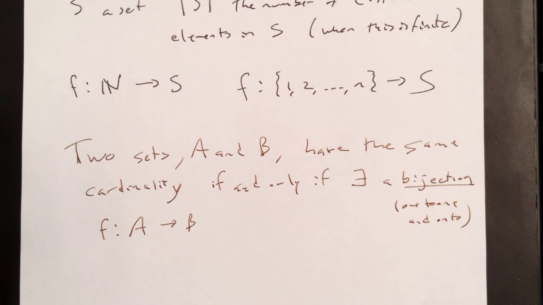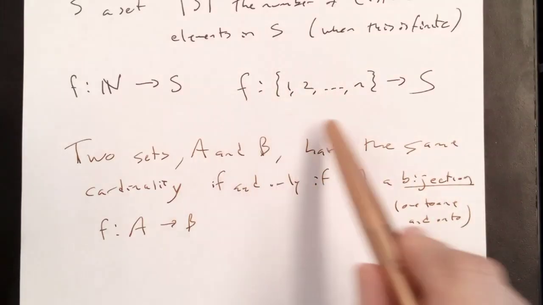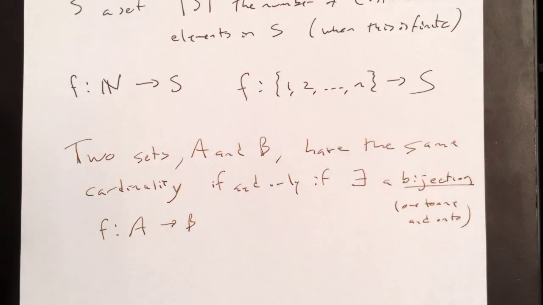From A to B. So not only do I have to be able to say, here's the first element, here's the second element, here's the third element, I have to do that in a 1 to 1 and onto fashion. I have to hit every element in S, and I have to do it uniquely. In this case, I hope that makes perfect sense.